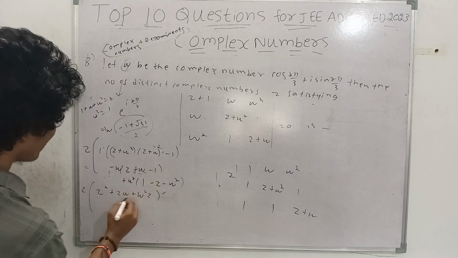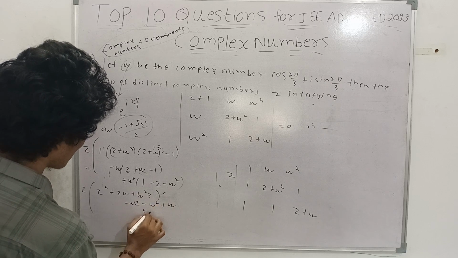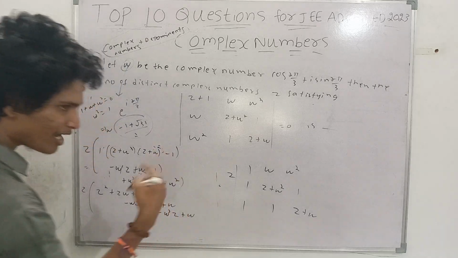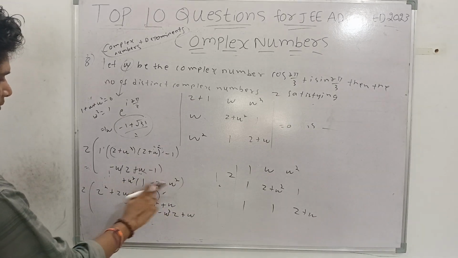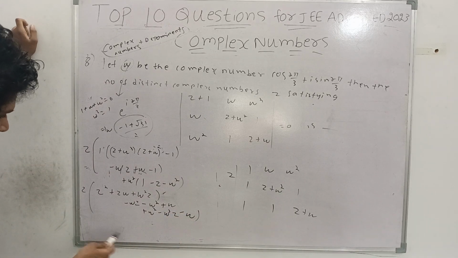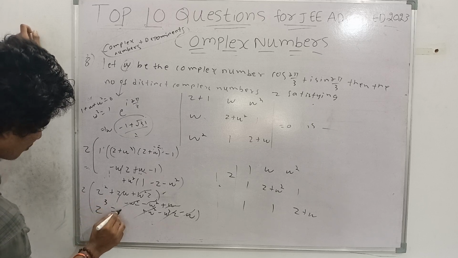And next, here it is minus omega z minus omega square plus omega here, and here it is plus omega minus omega square z. Here it will be omega power 4, omega cube equal to 1, so we can write plus omega. So minus omega square z, it will be minus omega power 4, so it will be minus omega. And here plus omega square z minus omega square z is cancelled. Omega square is cancelled. And next, omega minus omega is cancelled. These two things are cancelled. What is left? Z into z square, z cube equal to 0.